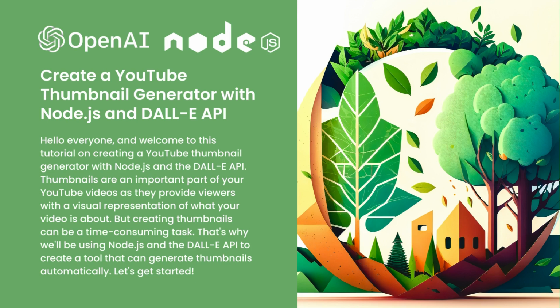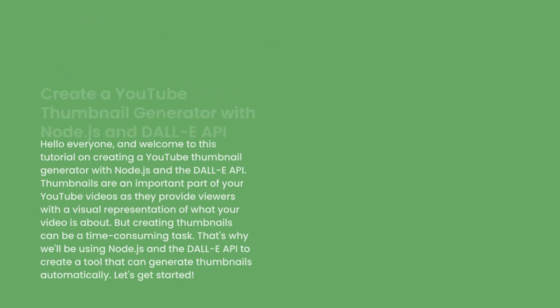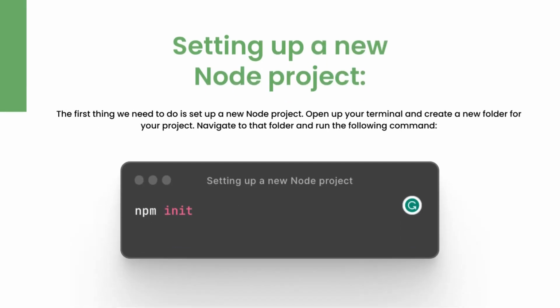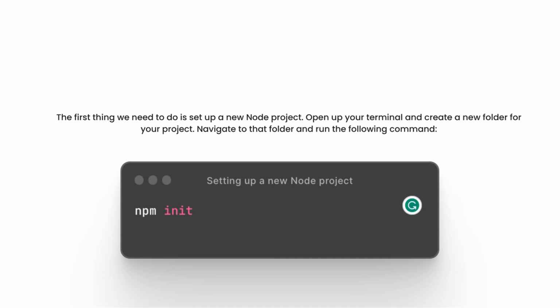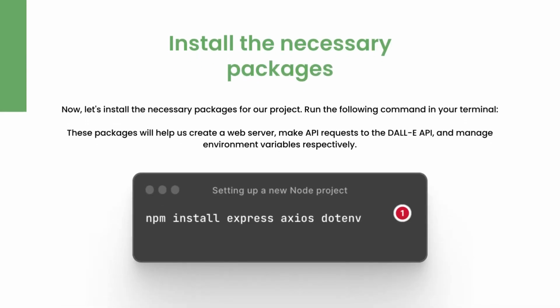Let's get started. The first thing we need to do is set up a new Node project. Open up your terminal and create a new folder for your project. Navigate to that folder and run the following command. This command will prompt you with a series of questions about your project. You can fill these in with your own information or use the default values. Once you've completed the setup, you'll have a new package.json file in your folder.